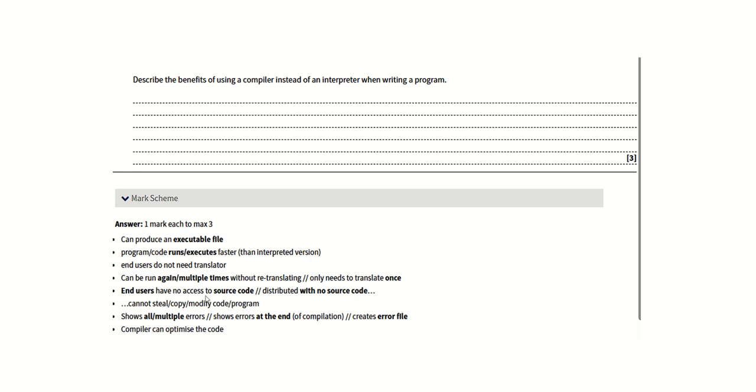Now, end users will have no access to the source code. If you're compiling it into an executable, the person who runs that executable can't see the code. Whereas if you're using an interpreter, they need the code. They need the source code. Source code just means your code that you've written. There we go. I think we'll leave it at that.